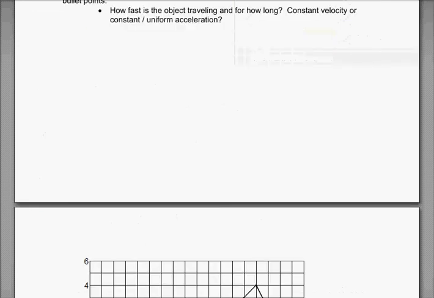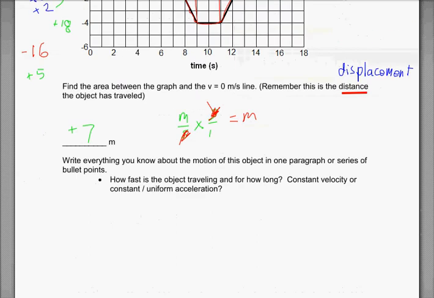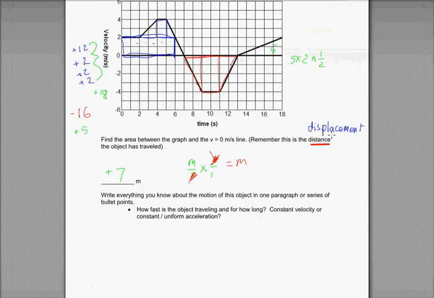Up, went too far. Let's zoom out a little bit so I can see. So, write everything you know about the motion of this object in one paragraph or a series of bullet points. How fast is the object traveling, and for how long? Constant velocity? Or constant/uniform acceleration? Well, let's take a look.